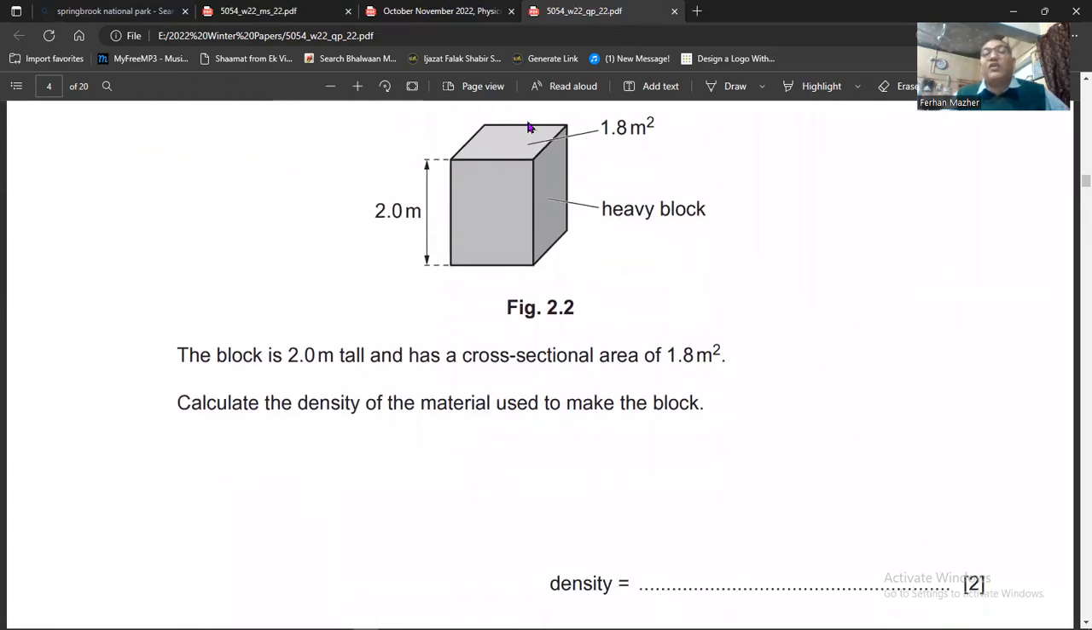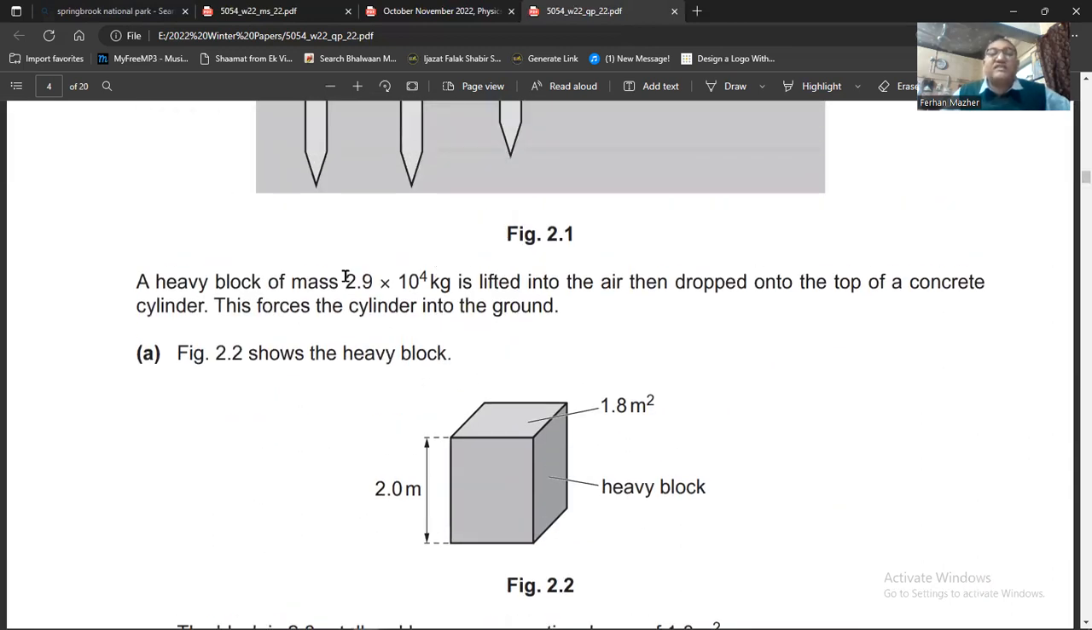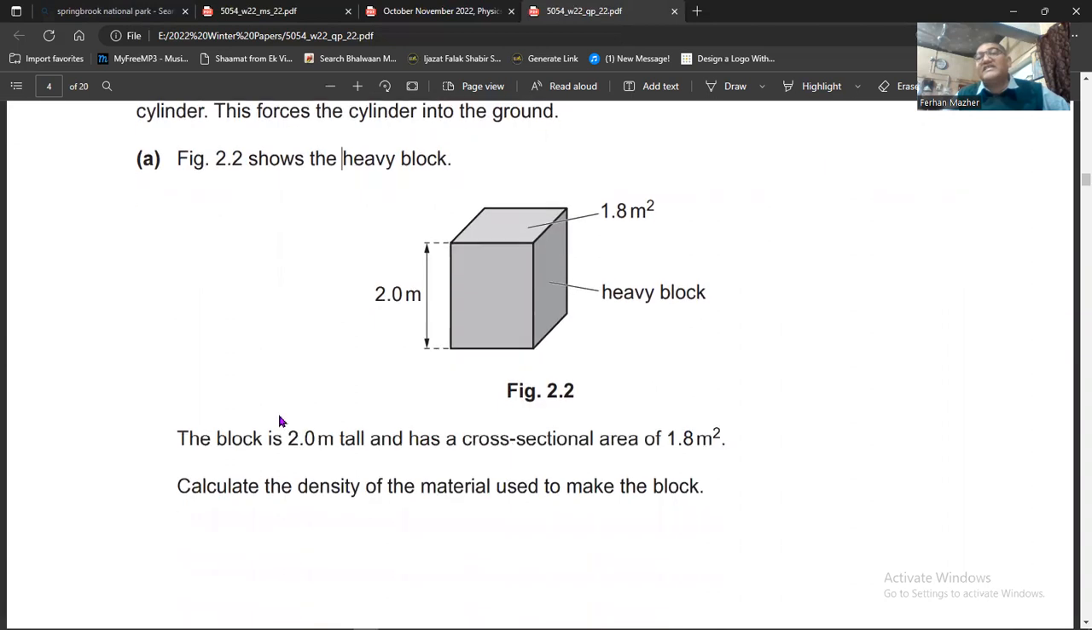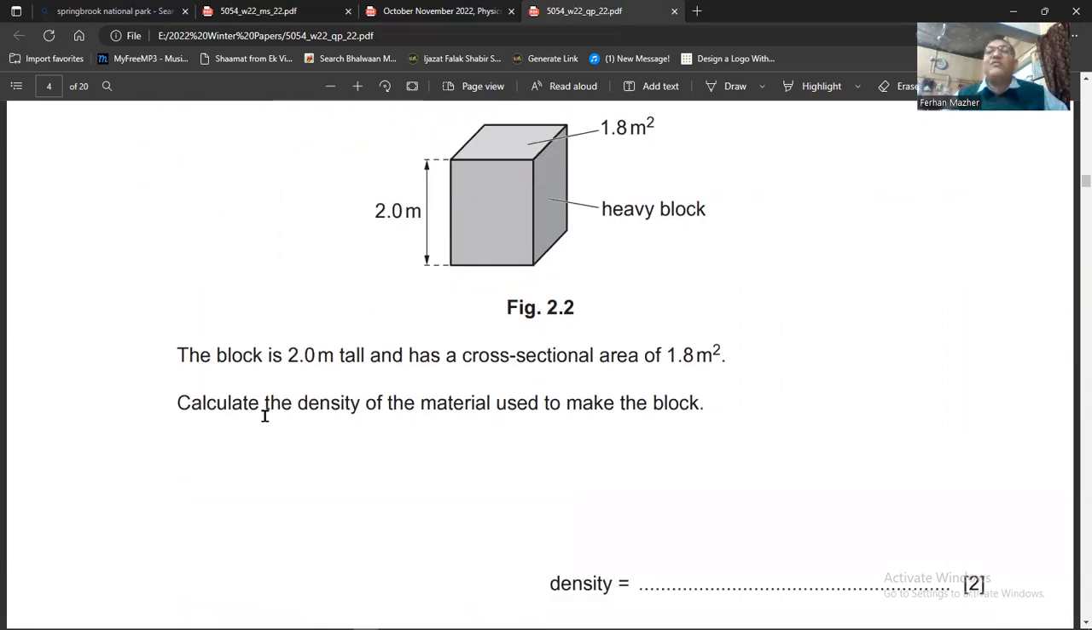So I can find the volume of this block. The volume will be base area multiplied by the height. That's the formula for the volume of the prism. Base area, which is 1.8 meters squared. Height means the distance between the two bases, and that is 2 meters. So we can find the volume of this block. We already know the mass of this block. This is given here. And I can find the density. Density is equal to mass divided by volume.